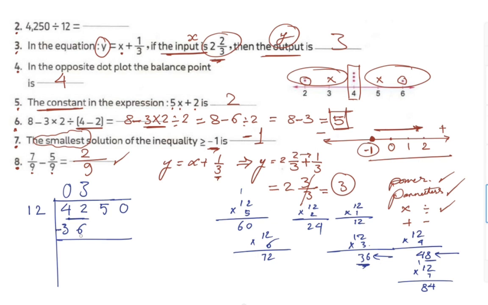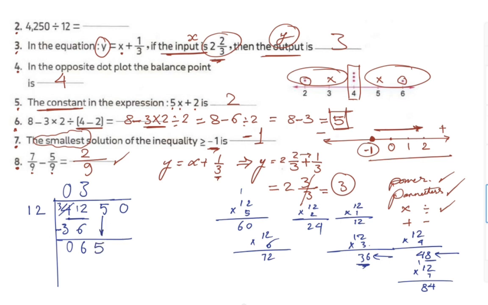Subtract 2 minus 6. No way. I will borrow 1 from here, so I have 3 and I have 1. 12 minus 6 equals 6. 0 minus 0 equals 0. No need to write. Okay. Now I have 6 divided by 12. No way, because 6 is smaller than 12.